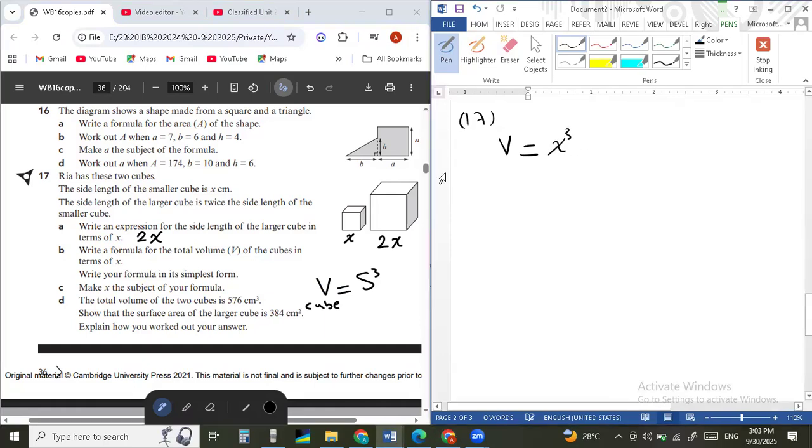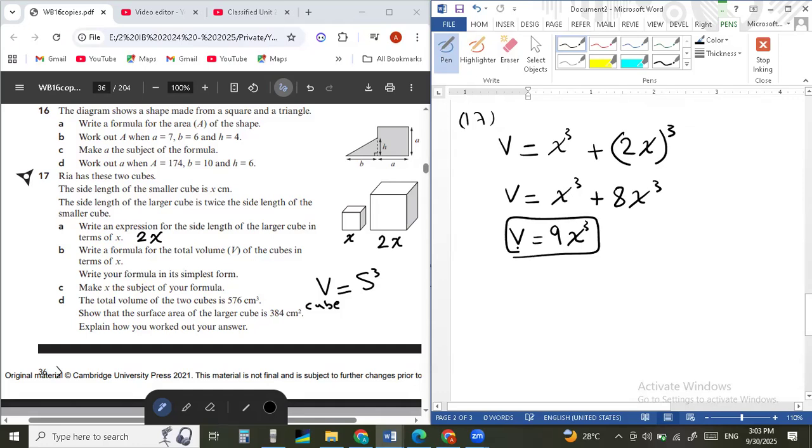And the side over here is 2x. So plus 2x, don't say cubed. No, it is 2x all cubed. So V equals x cubed plus 2 cubed, which is 8, x cubed. So V equals 1x cubed plus 8x cubed, which is 9x cubed. This is the total volume of both cubes.